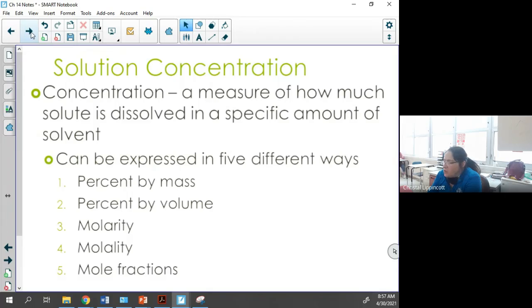So solution concentration can be measured in a variety of different ways. If we're looking in terms of AP Chem, molarity is our most important one. So number 3 here is the most important one. If you don't understand how to do some of these, that's fine, but molarity you got to have. And you got to have it for our next chapter, which is on acids and bases. Okay.